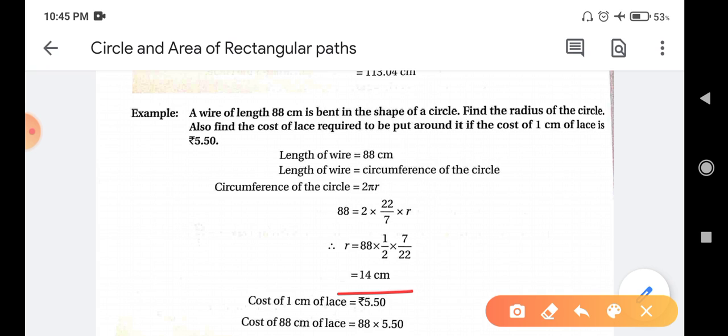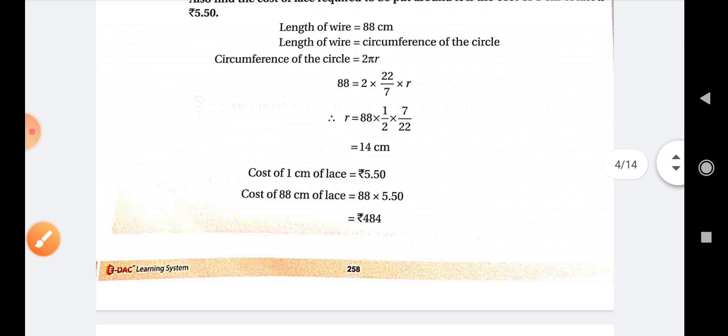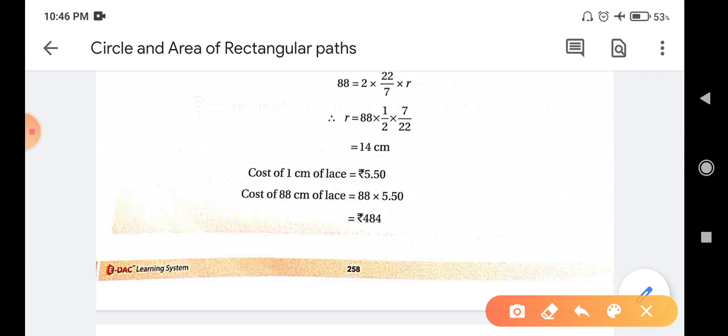Now also find the cost of lace required to put around it if the cost of 1 centimeter of lace is rupees 5 and 50 paise. So we are given the cost of 1 centimeter of lace, which is 5.50. Then we have to find the cost of lace required. So cost of 88 centimeter of lace will be 88 multiply 5.50. Then we get rupees 484.